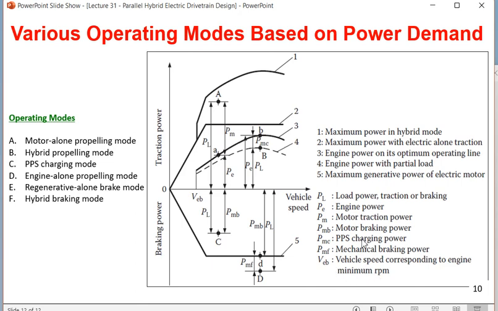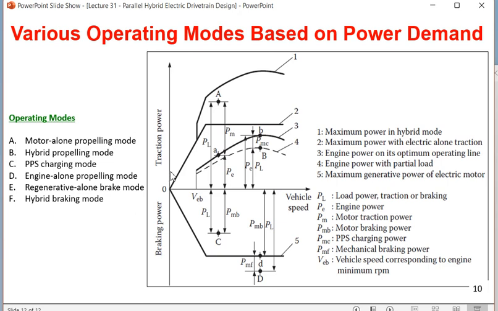So these are the parameters: load power, engine power, motor traction power, that is the secondary source power, PMB the braking power, PMF the mechanical brake power, PMC the PPS charging power, and lastly VEB the vehicle speed. These are the parameters you can see in this graph. This graph has two regions, exactly cut by the baseline or zero speed line. X-axis is speed, Y-axis is power.